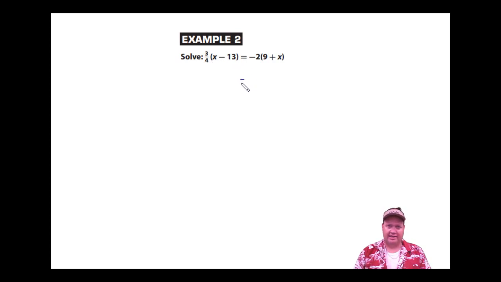Let's go over to the right side and do this. Side is a little bit simpler. Negative 2 times a 9 is a negative 18. And then negative 2 times x is a negative 2x. You could put plus a negative 2x.